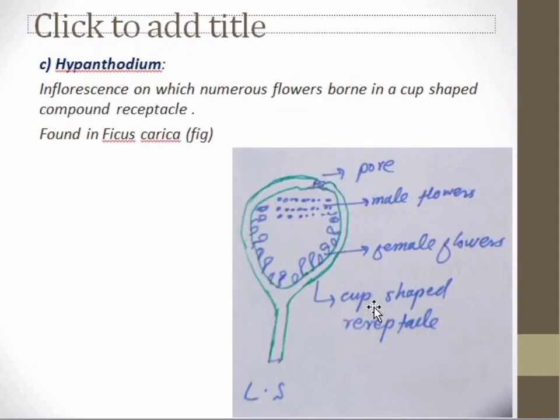The other specialized inflorescence is the hypanthodium. An inflorescence on which numerous flowers are borne in a cup-shaped compound receptacle. Look at this structure. This is the peduncle, and this is the receptacle, forming a cup-shaped or involuted structure. On this involuted structure, these are the male flowers, these are the female flowers. This is found in Ficus carica, fig or injir. It is also a specialized inflorescence.